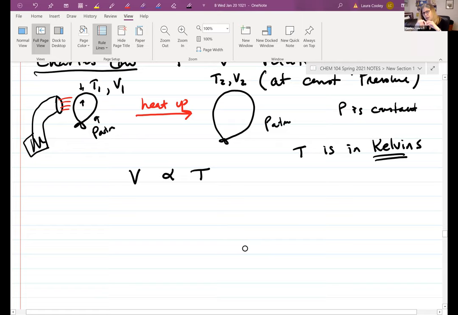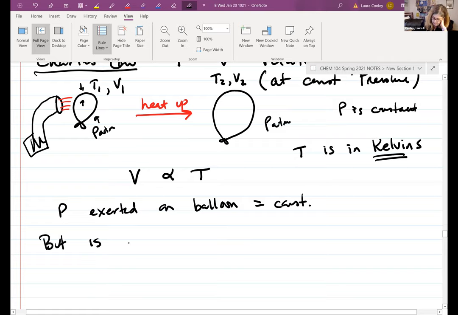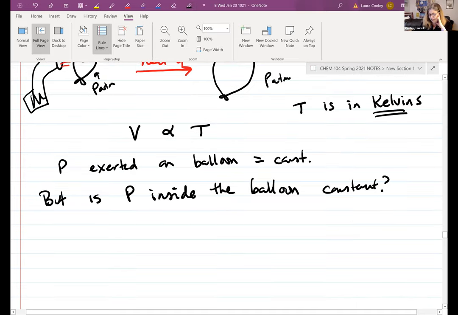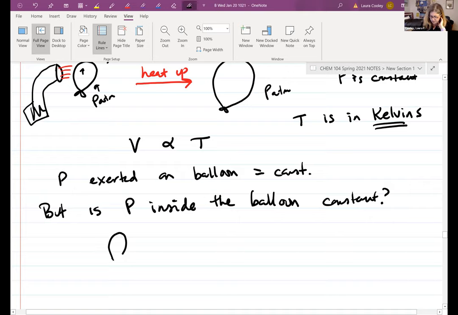By the way, would the pressure inside the balloon be constant during this process? So the atmospheric pressure, the pressure exerted on the balloon, is constant. But is the pressure inside the balloon constant? The answer to that is no, actually, because what happens when you're heating this balloon, right?